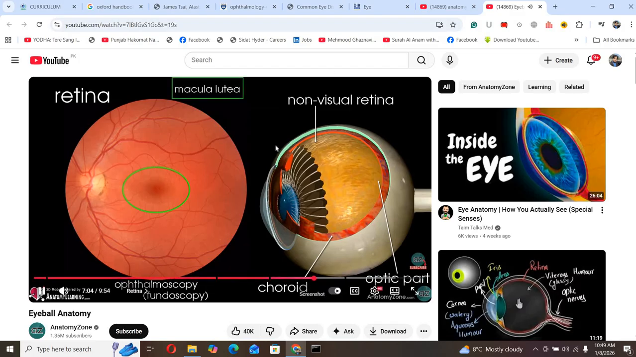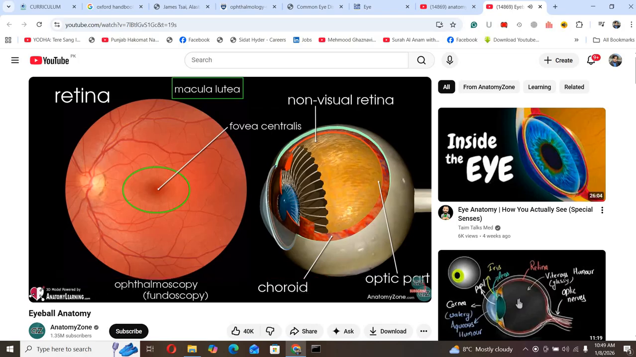It is yellowish in color and highly pigmented. The macula contains a depression called the fovea centralis, which has a high concentration of cones, which are the light-sensitive receptor cells which function best in brightly lit conditions and are responsible for high acuity color vision.